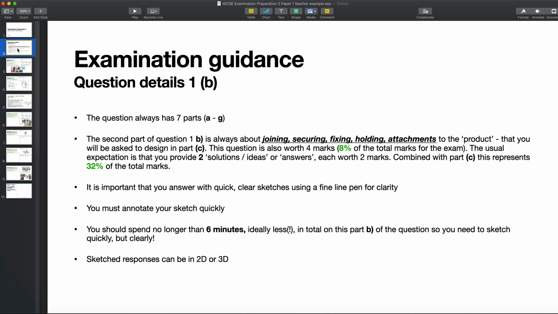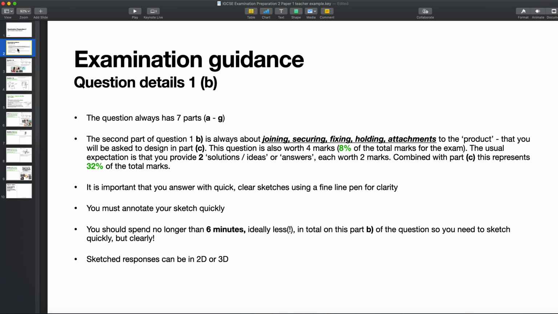So, looking in particular at question 1b. This is the second part of the question, which can sometimes also lead into part C, because both of these two parts are sketching examples. The second part of the question, part 1b, is always about finding a way to join, secure, fix, hold, add attachments to the product. The product or the problem that you are asked to design, the one that you're asked to consider in part A and then design in part C.